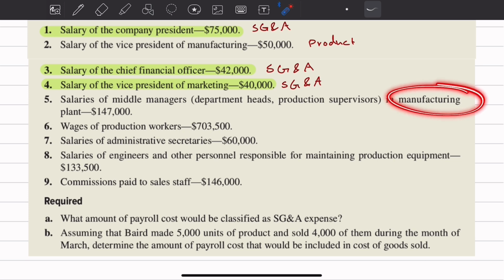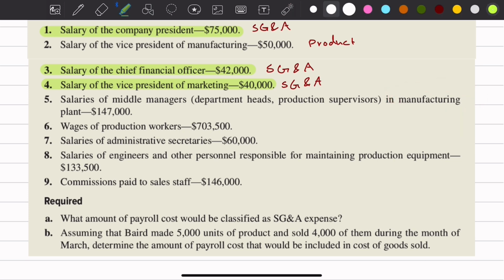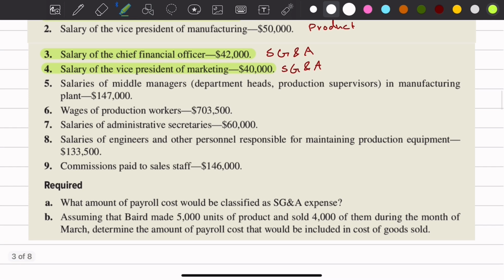Next one, salaries of middle managers, department heads, production supervisors in manufacturing plant. Again, the key word here is the manufacturing plant. So this one should be classified as a product cost, so we're going to exclude it from our calculation for part 1. Number 6, wages of production workers. Again, this is not going to be included. This should be classified as a product cost, so we'll skip it.